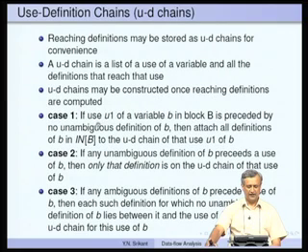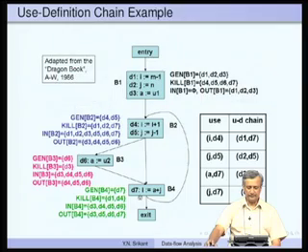So, that is what I have said here. Case 1: if a use U1 of a variable B in block B is preceded by no unambiguous definition of B, then attach all definitions of B in the set IN[B] to the UD chain of that use U1 of B. Case 2: if any unambiguous definition of B precedes a use of B, then only that definition is on the UD chain of that use of B. And case 3 corresponds to the ambiguous definition that we saw; both of them are attached to the use of B. So, we already saw this particular example. Let us proceed further.